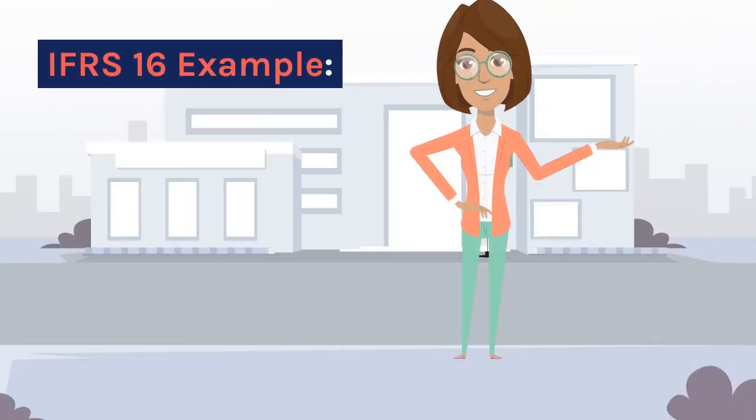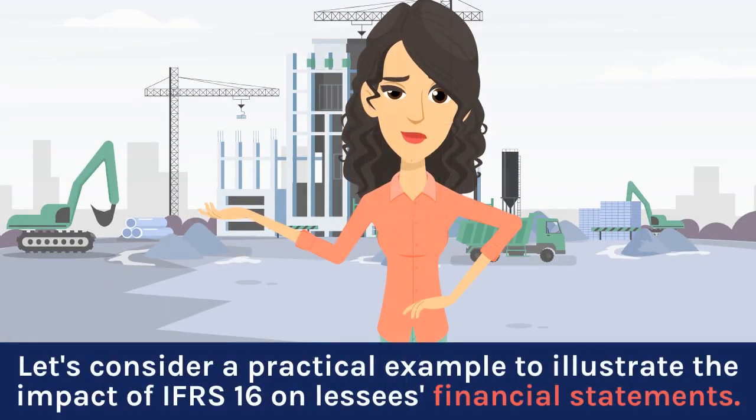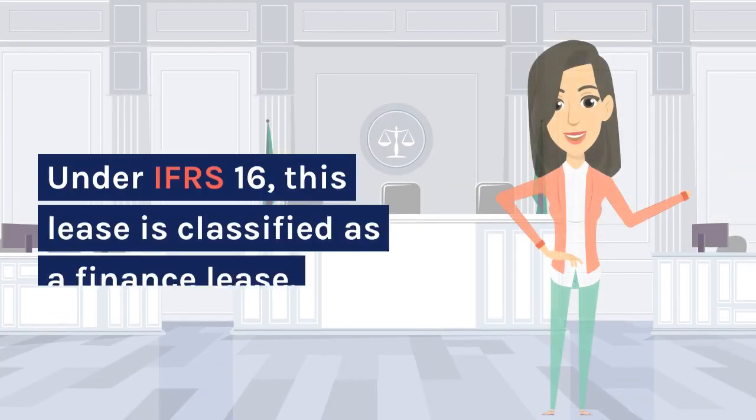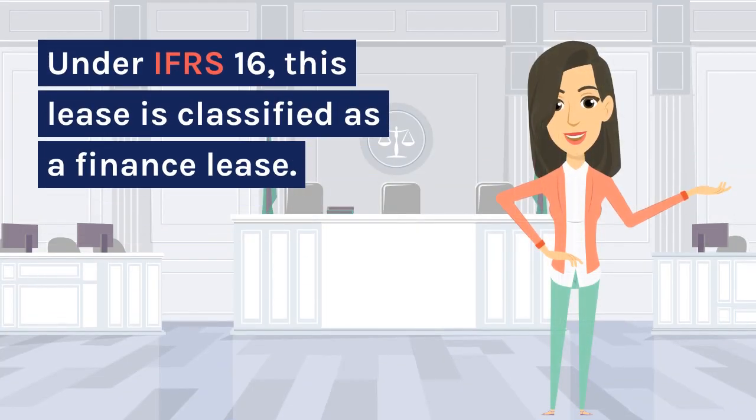IFRS 16 example. Let's consider a practical example to illustrate the impact of IFRS 16 on lessees' financial statements. Scenario: Company XYZ enters into a lease agreement for office space, committing to annual lease payments of $120,000 over 5 years. Under IFRS 16, this lease is classified as a finance lease.